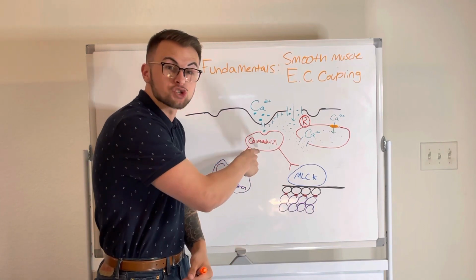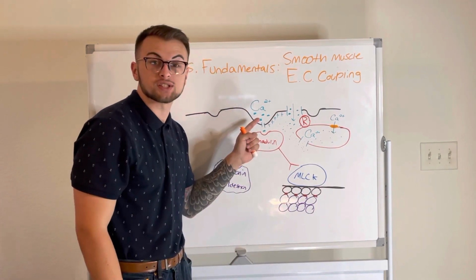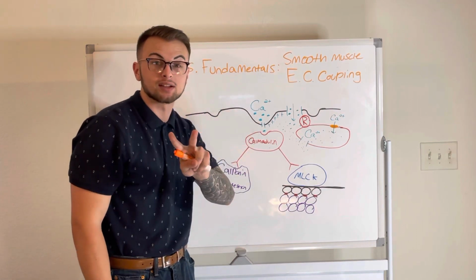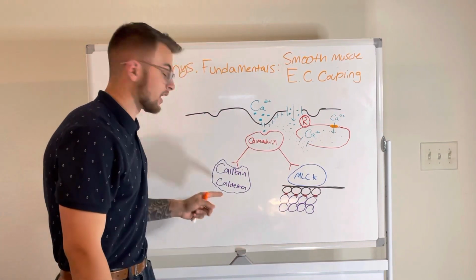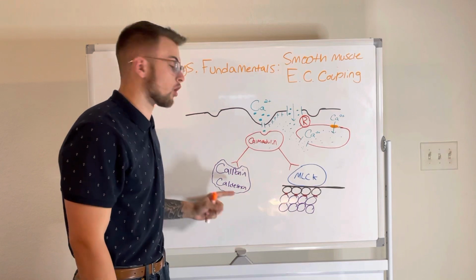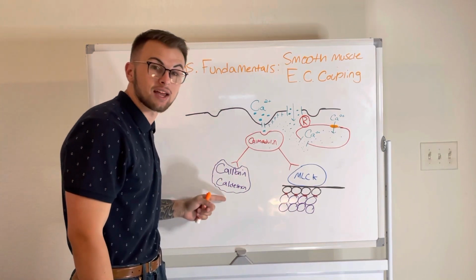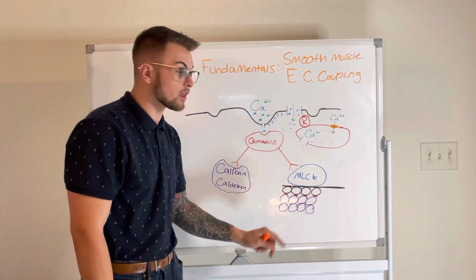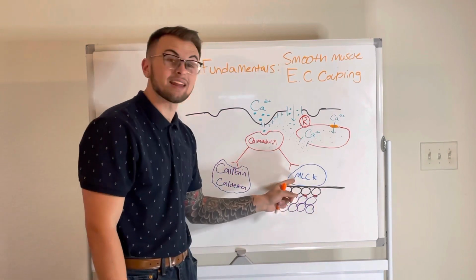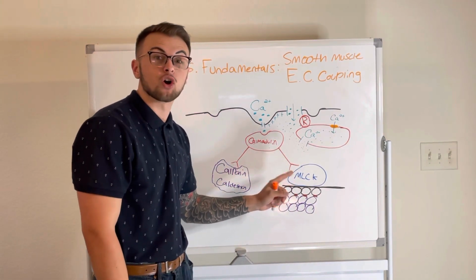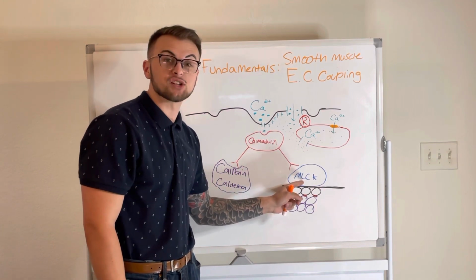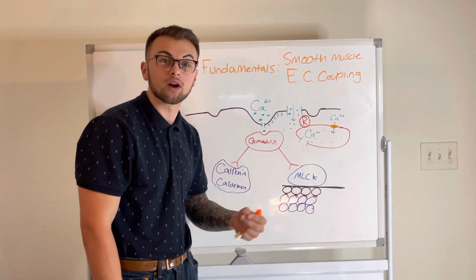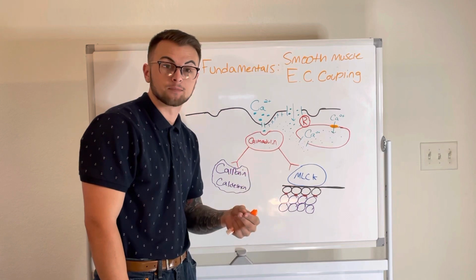When calmodulin binds to calcium, it does two things. First, it removes proteins called calponin and caldesmon, which are covering our globular actin. Second, it activates an enzyme called myosin light chain kinase, or MLCK.